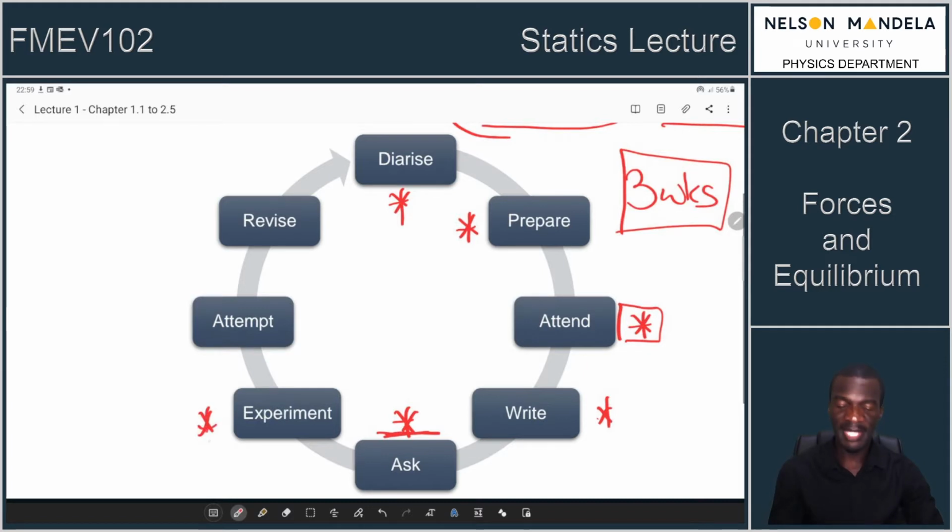Then experiment, right, at home. Try this. This is statics, right? These are objects that are in static equilibrium. So you can do this at home, right? Most of the stuff you can try at home.